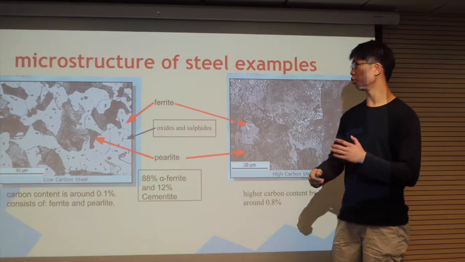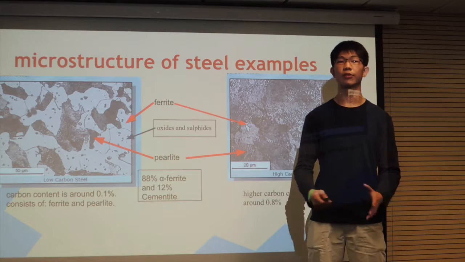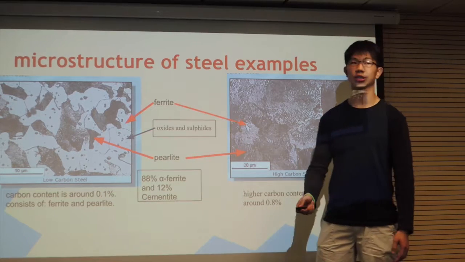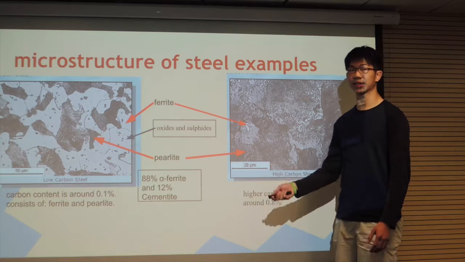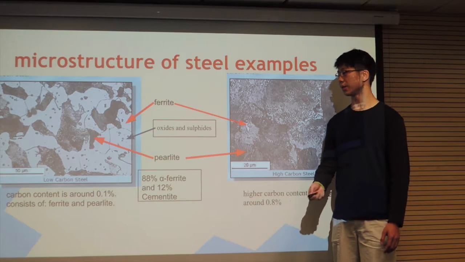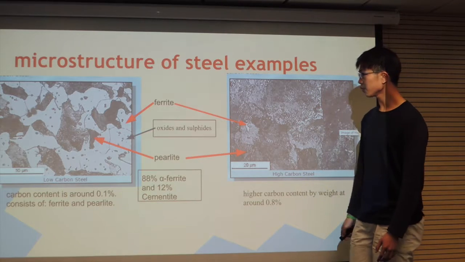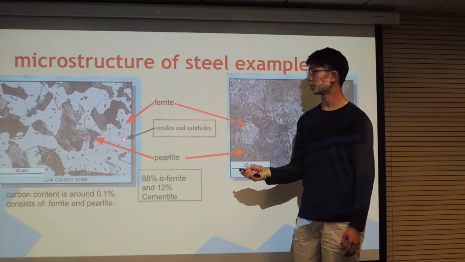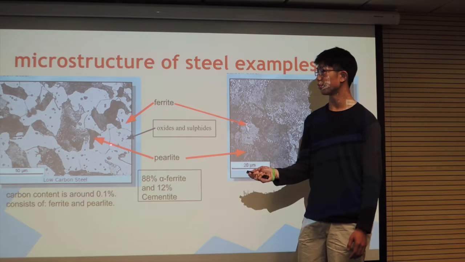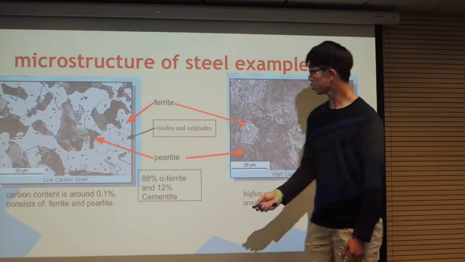People ask, what is pearlite? Because normally people can't differentiate it. Pearlite has similar properties to ferrite, as it consists of 88% alpha ferrite, but in addition to it, it also consists of 12% cementite. And there are some black dark spots within this microscopic view, and they're actually the oxides and sulfides.